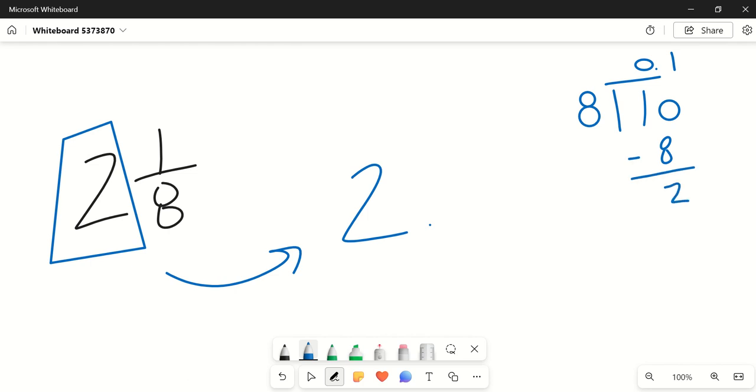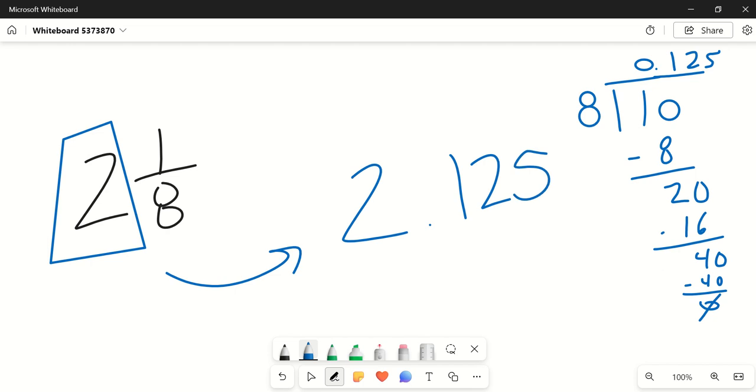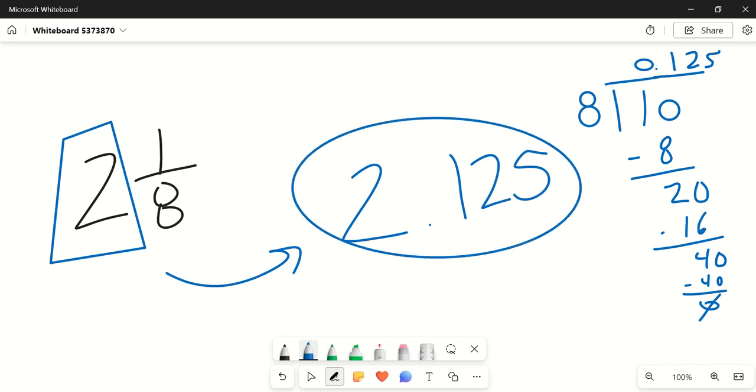Dyslexic moment. 8 cannot go into 2, bring down a 0. 8 can go into 20 twice, which will be 16. I will get 4 left over, and this 4 is our friend here. 8 will go into 40 5 times. Terminating decimal. So 2 and 1/8 will be the same thing as saying 2.125. Wasn't a negative, so there's no negative in it, like I messed up on the last one.